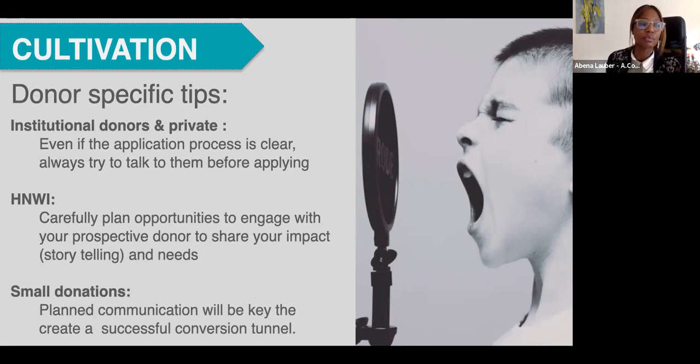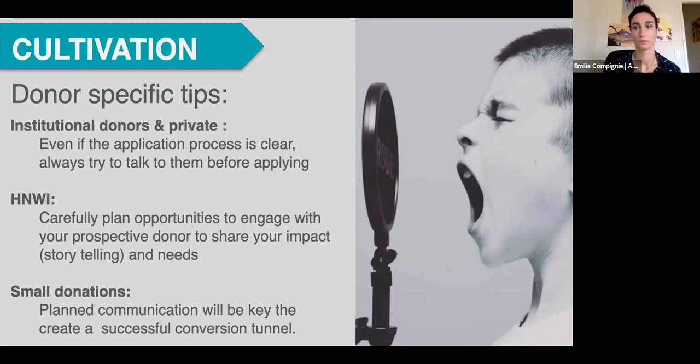So for institutional donors, as I mentioned before, even if the application process is clear, always try to talk to them before applying. Sometimes it's not clear how much the funder has the capacity to give. So if you can have this call, that's always a question that we try to ask. They don't always say it, but you can ask, what is the range? Do you do multi-year funding? These are important elements to know before applying.